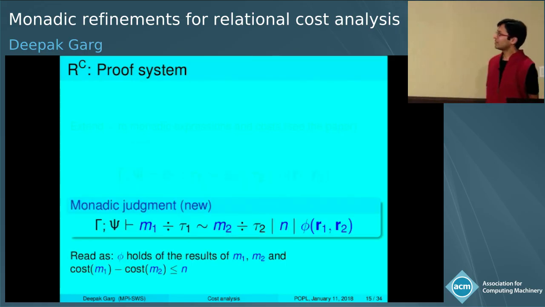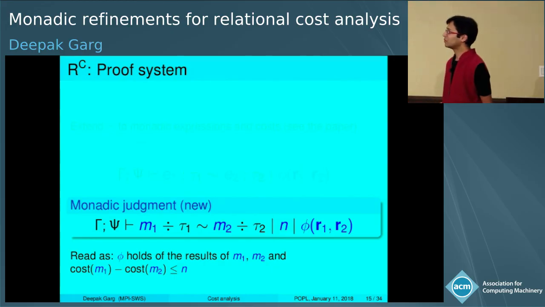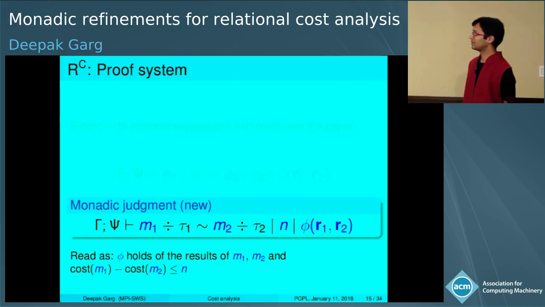The more interesting thing here is the new judgment, which is for relating two monadic expressions M1 and M2. This judgment says that the two monadic expressions M1 and M2 are related at the post condition phi. So the results that M1 and M2 eventually return are related by phi. But there is a second refinement here, which is N, and this is an upper bound on the relative cost of M1 and M2. So essentially what we have are 2 refinements. One is the post condition on the results of the expressions, and the other is a refinement which gives you an upper bound on the difference in the costs. So this is where the relational cost comes in.